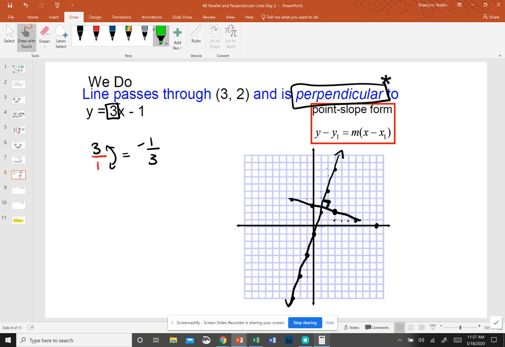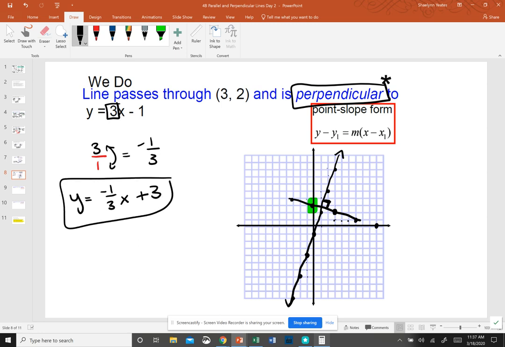Okay, the cool thing about doing it this way is then you can see where it crosses. So I know it crosses at my y-intercept. So my equation so far is y equals, and then I have my -1/3 x. And then it crosses at 1, 2, 3. Up 3. There's my equation for that line.